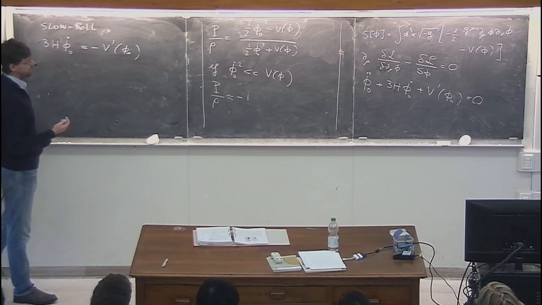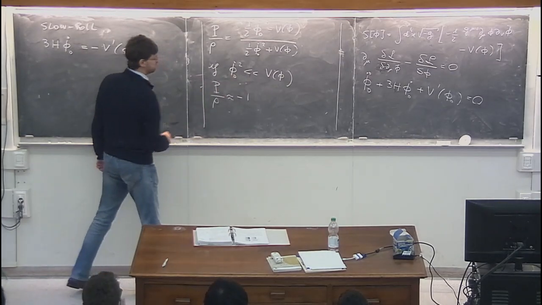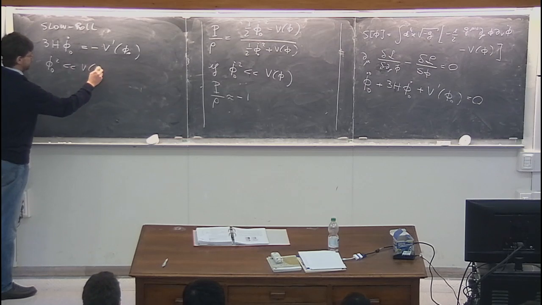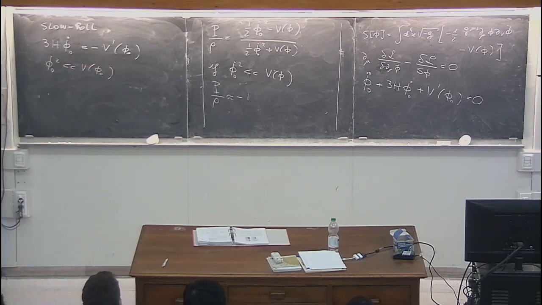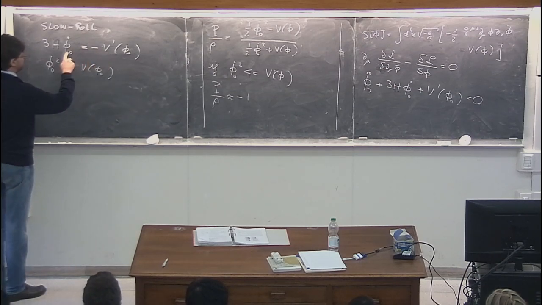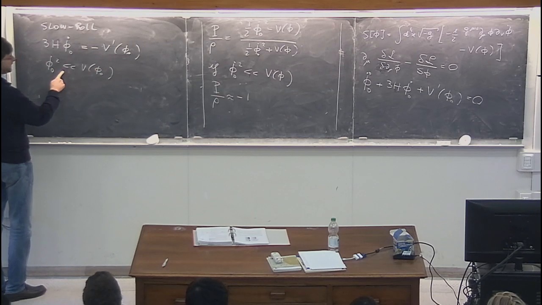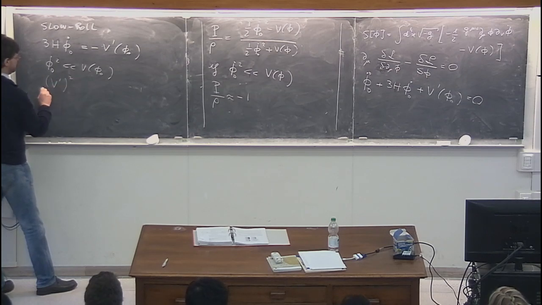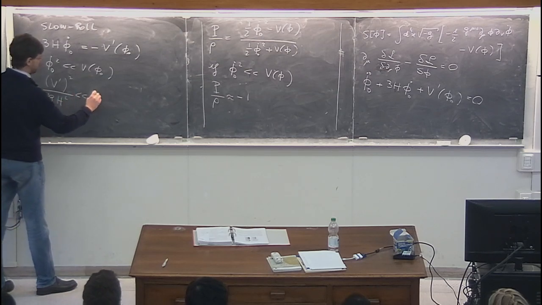So let me now be a little bit more quantitative about this. First of all, what does it mean that phi dot square is much smaller than V of phi? What condition does it impose on the potential? From here I can derive what phi dot is, and plug it into this condition. So I get that phi dot square is equal to V prime square divided by 9 H square, and this has to be much smaller than V.